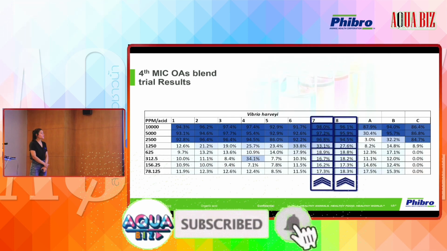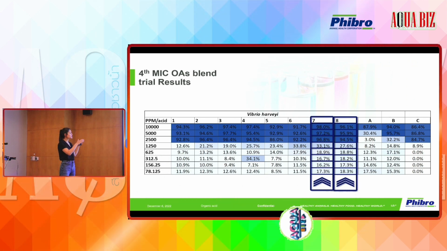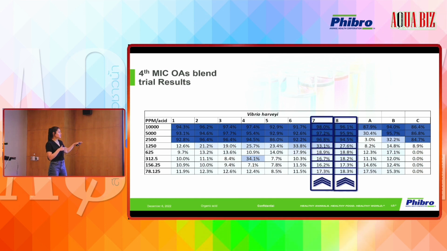When we looked at Vibrio harveyi, we saw really nice results for the higher dosages, and then when we look at the lower concentrations for those blends, from 1.250 grams per metric ton, we saw lower results, but up to 2.5 kg per metric ton, we saw really nice results.